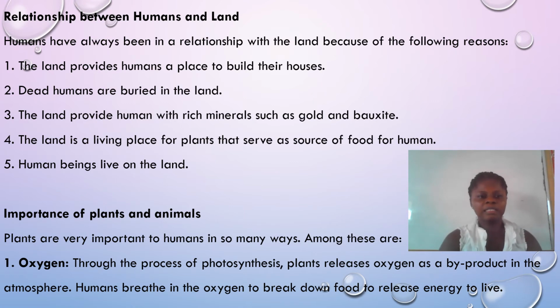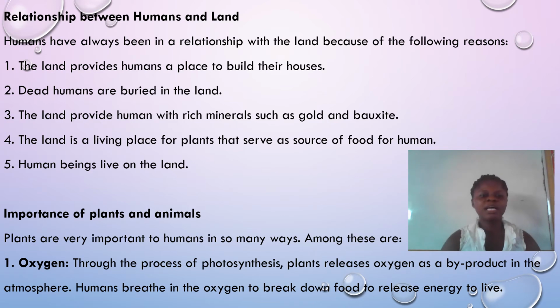What about land? So the land provides human beings a place to build our houses. Human beings are also buried in the land when they die. The land provides humans with rich minerals such as gold and bauxite. The land is a living place for plants that serve as a source of food for human beings, and human beings also live on land. So we depend on land too.